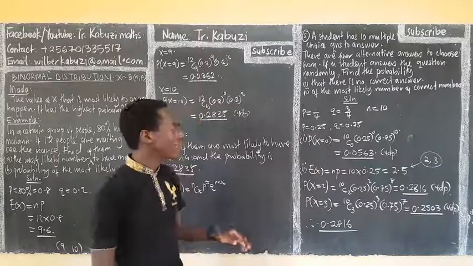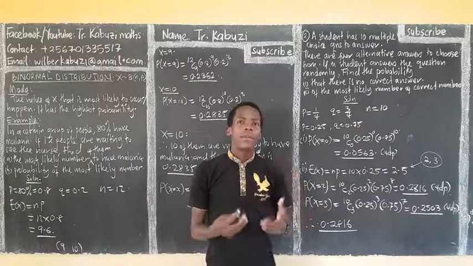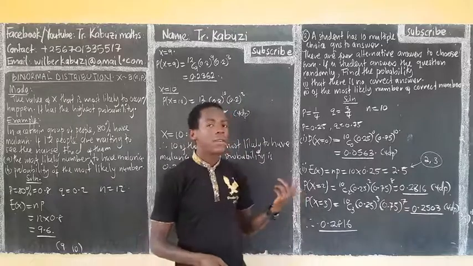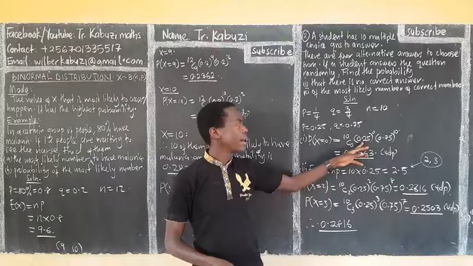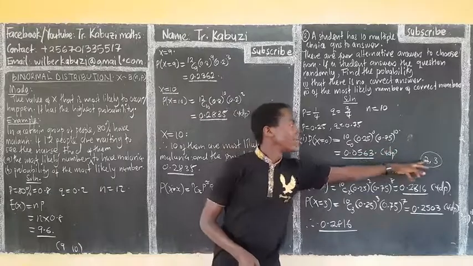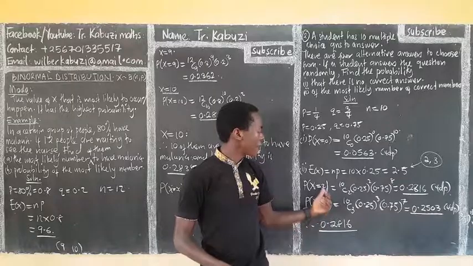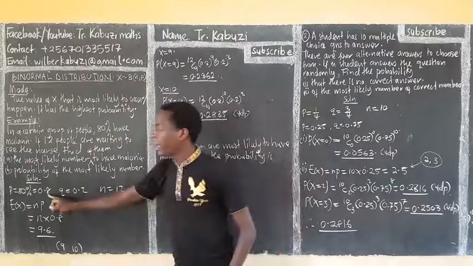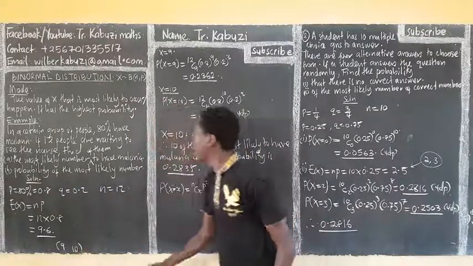Now, the one I wanted to tell you is that when the probability of success is small, in most cases the number that is going to give you the mode is going to be the smaller one. Here the probability of success is very small, so this 2 is most likely to give you the mode. So our mode here is going to be 2. Now, when the probability of success was big, the mode was also big, which was 10.